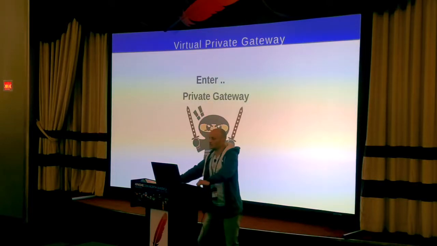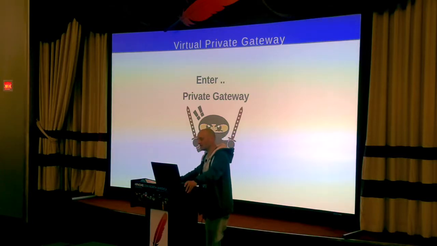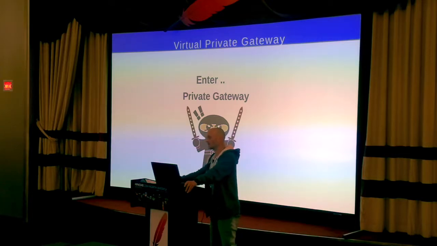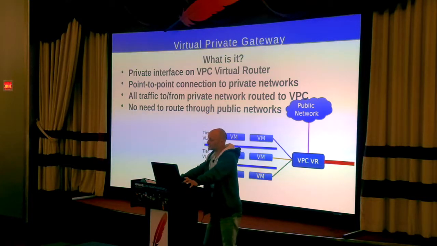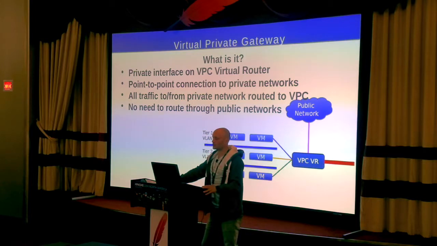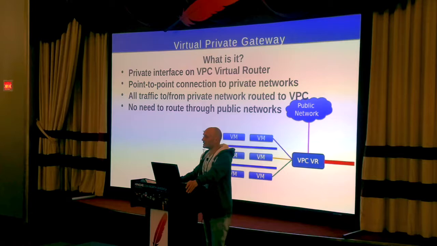So now let's look at the VPC private gateway. Why, it's a stealthy ninja, but only a brown belt at the moment. And let's look at what it can do. So the VPC private gateway is an interface that gets created on the VPC router. It is used to create a direct connection between two private networks.